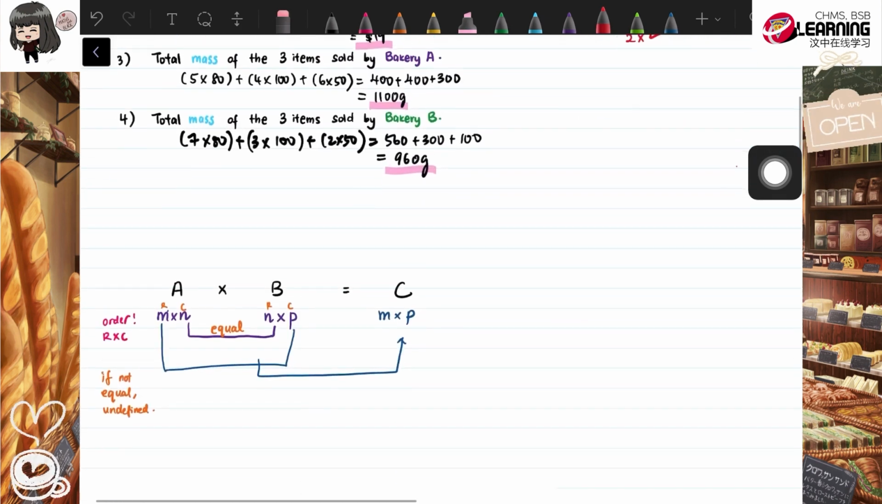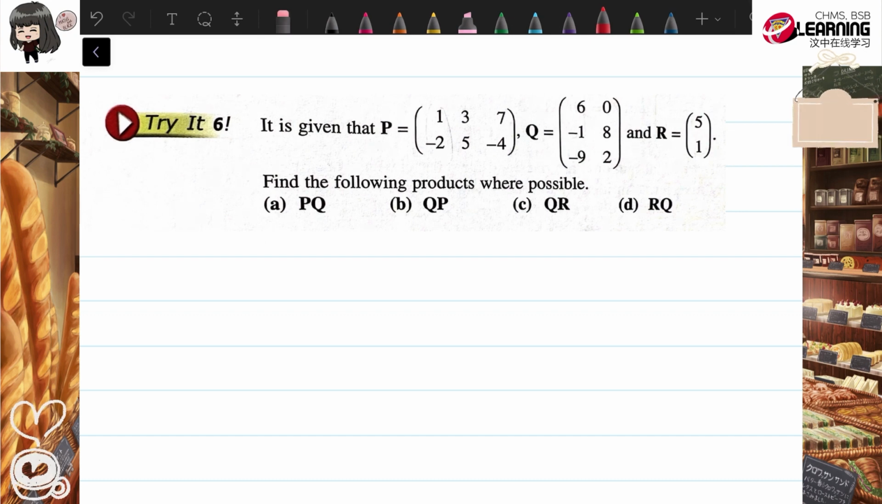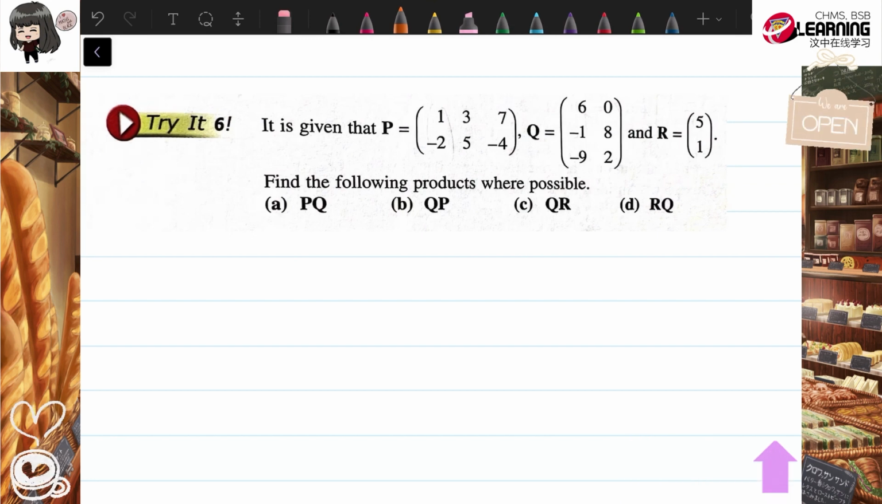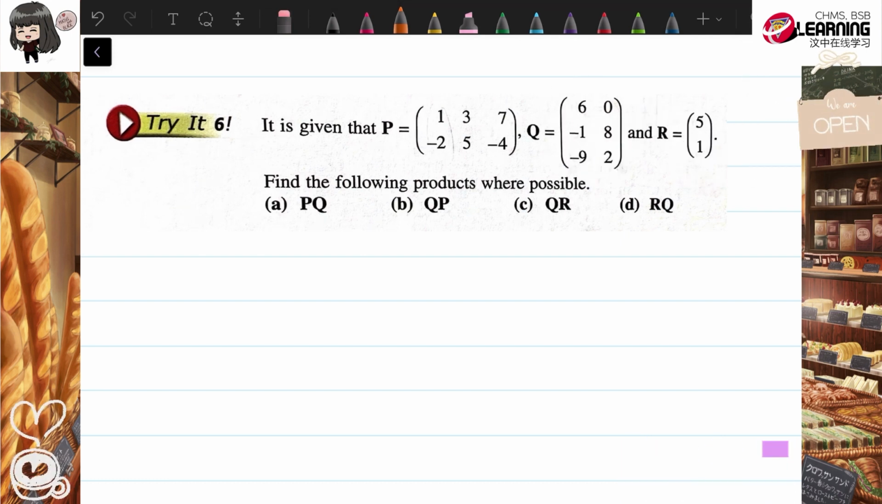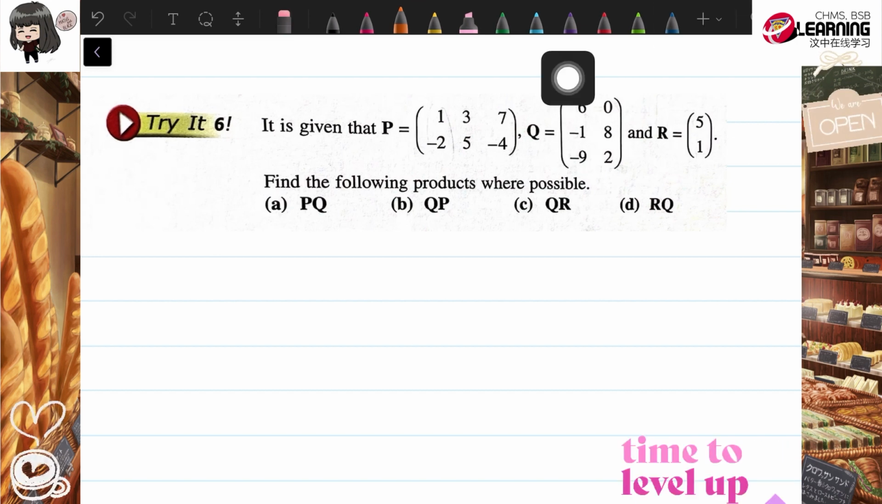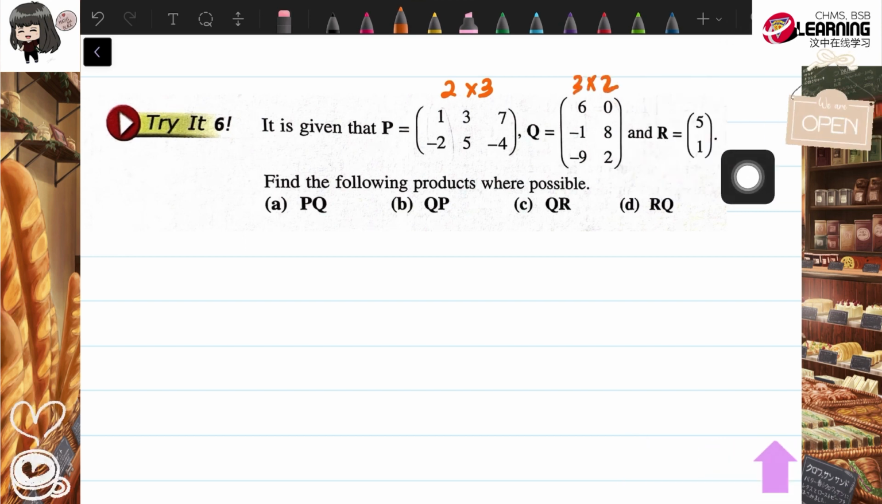Alright, so let's go to try 6. First, we need to find out the order. Let's look at the matrices here. There are 3 matrices: matrix P, matrix Q, and matrix R. The first step is to look at the order. The order for matrix P is 2 rows by 3 columns, so 2 by 3. For Q it is 3 by 2. And this R here is 2 by 1.